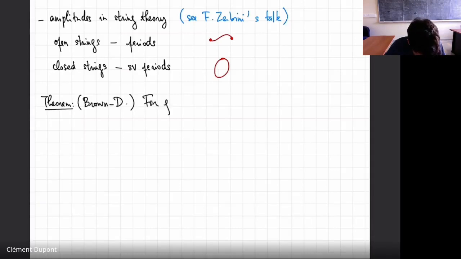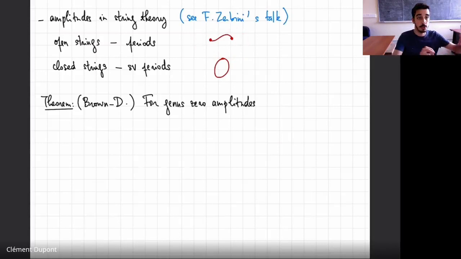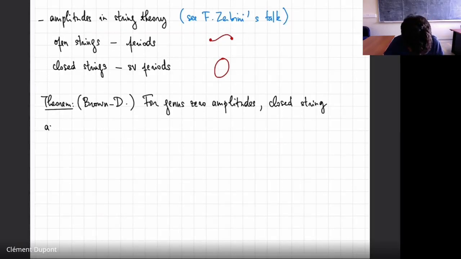Our theorem is that for genus zero amplitudes, so the genus here I'm referring to is the genus of the surface on which the strings are able to move, and we only did calculations in genus zero, and Federico has been talking about genus one amplitudes, which are more complicated for many reasons, but for genus zero amplitudes, closed string amplitudes are in some sense the single-valued versions of open string amplitudes.